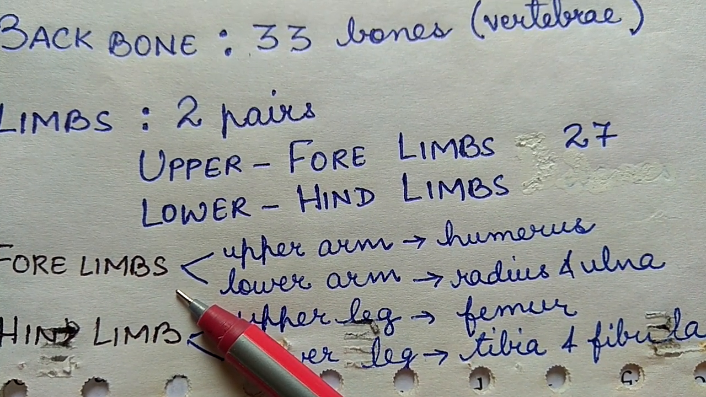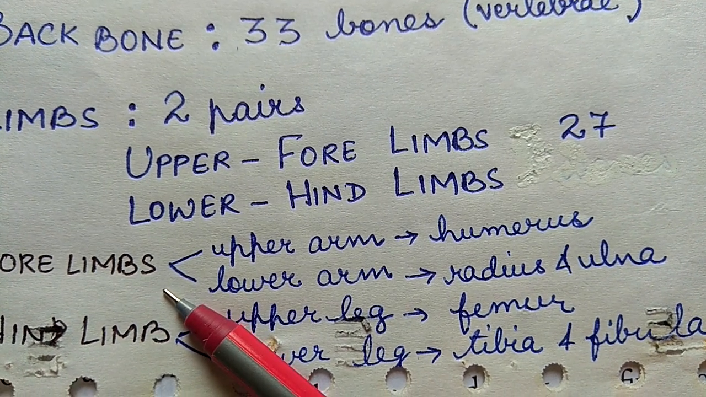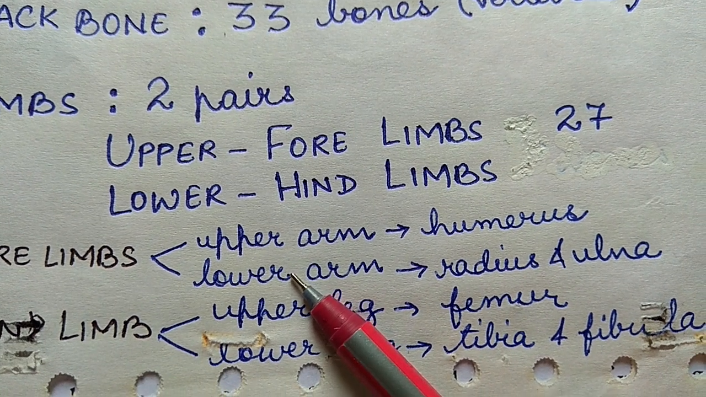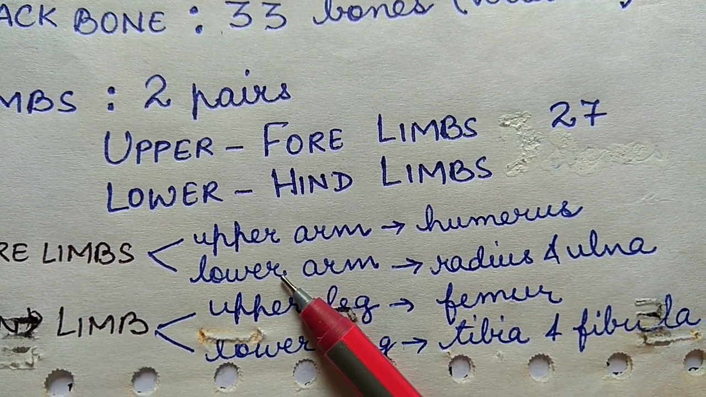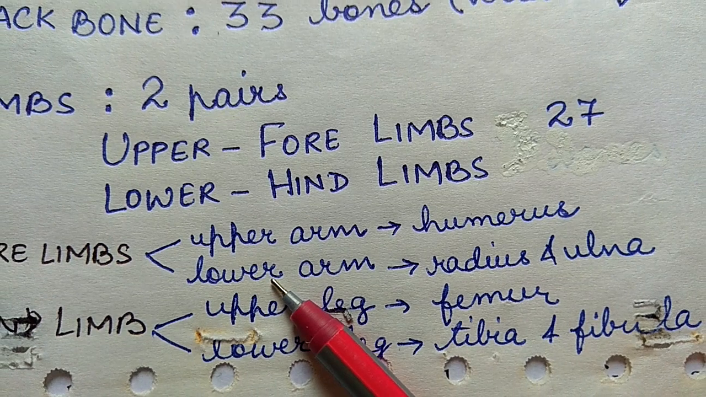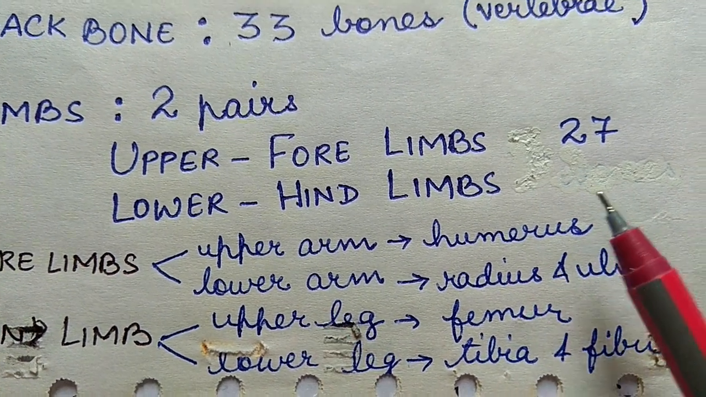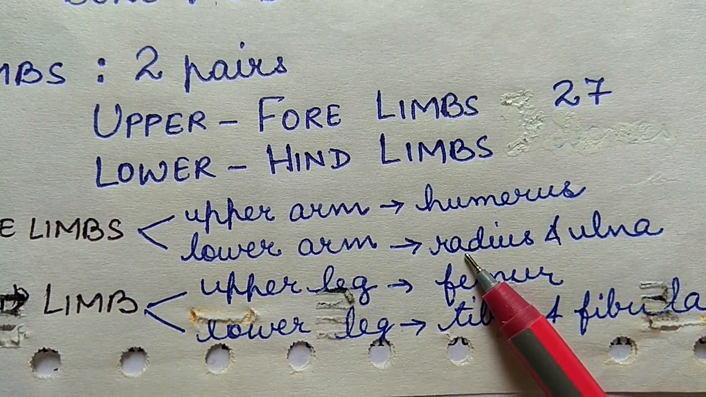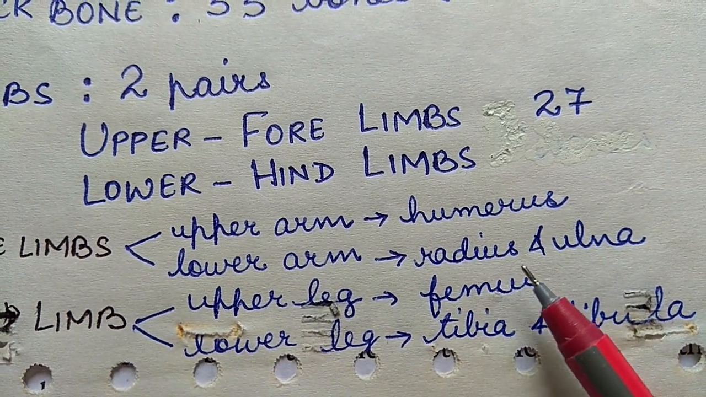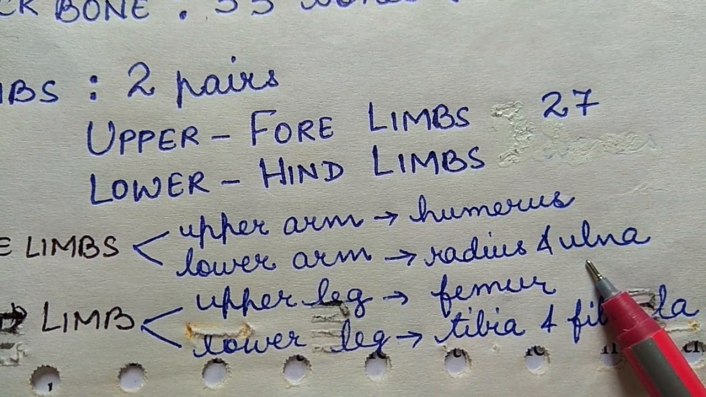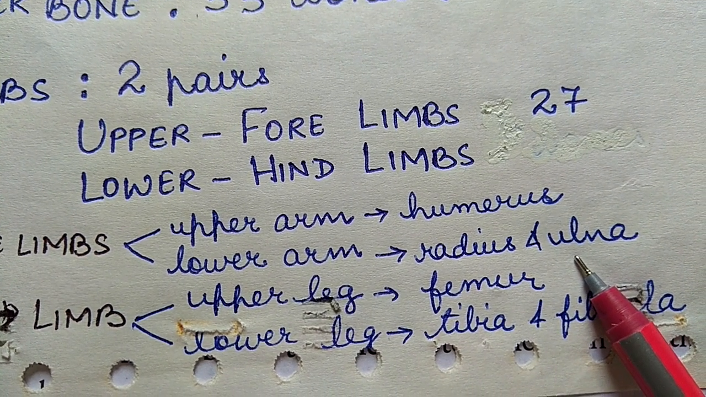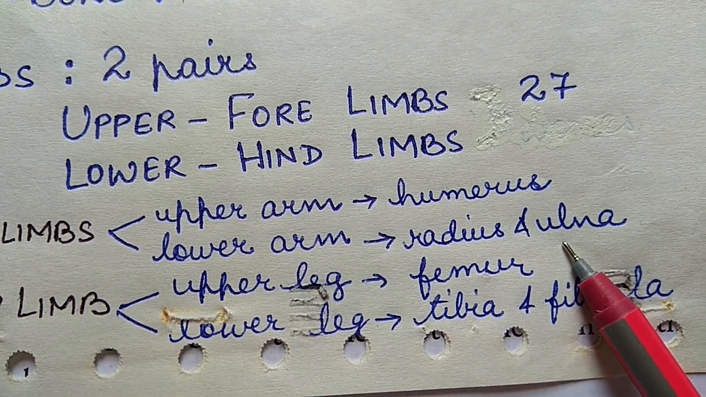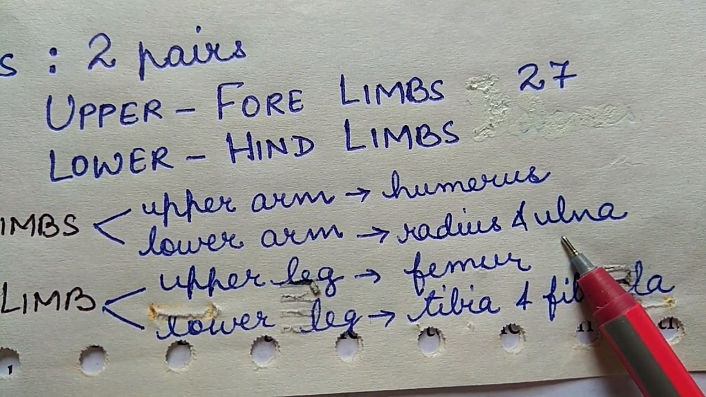Forelimbs are our arms. The arm is made of 2 parts, the upper arm and the lower arm. They are joined together at the elbow. The upper arm has 1 long bone which is known as the humerus. The lower arm has 2 bones which are known as radius and ulna. The upper arm is joined to the spine by the shoulder girdle. It is made up of 2 bones called the shoulder blade and the collar bone.